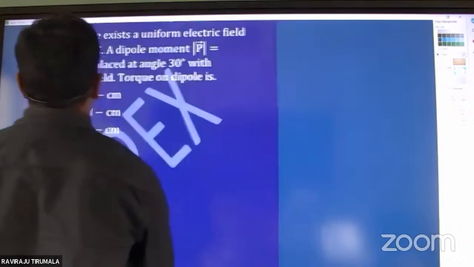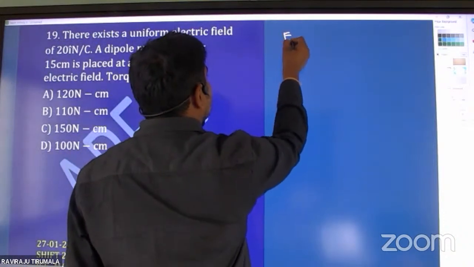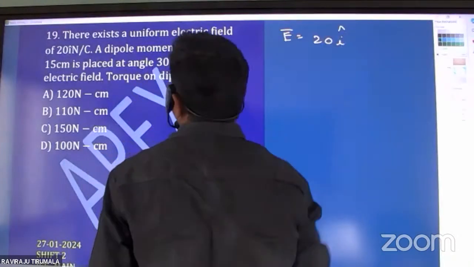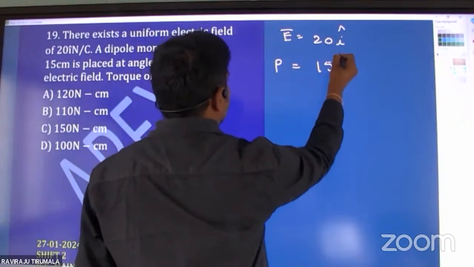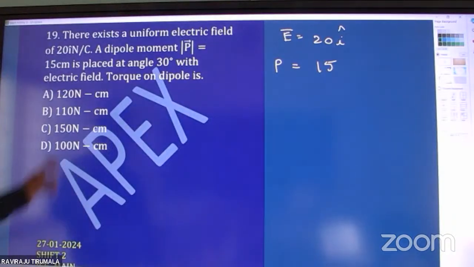Some value is given for that. What is the uniform electric field? E bar is... Next, dipole moment is... not centimeters, the unit has changed here, it is newton centimeter. That is torque, torque is newton centimeter, this is centimeter. Okay, but the formula for dipole moment is not that, the unit is not that.